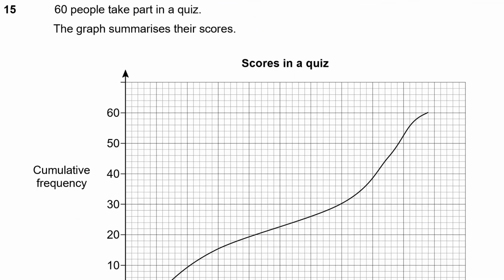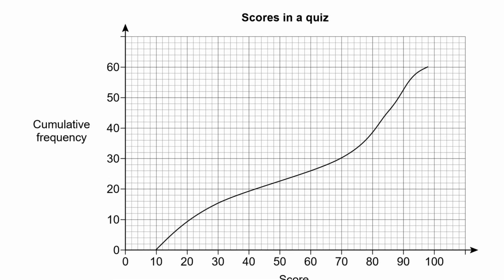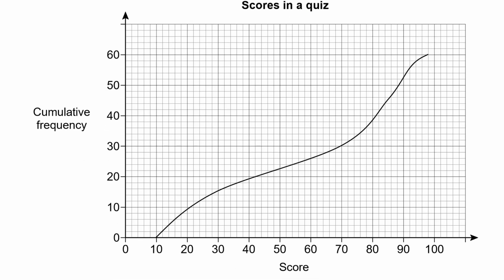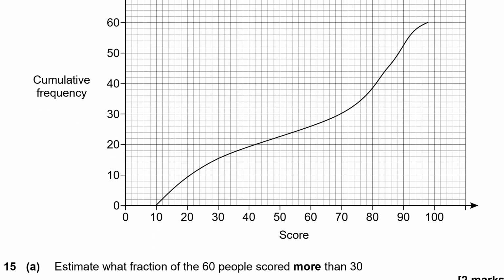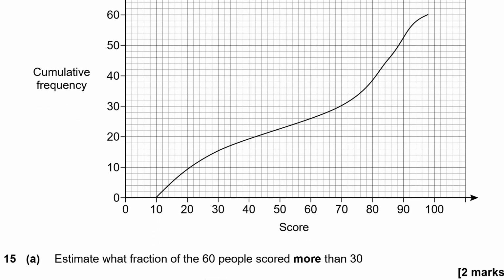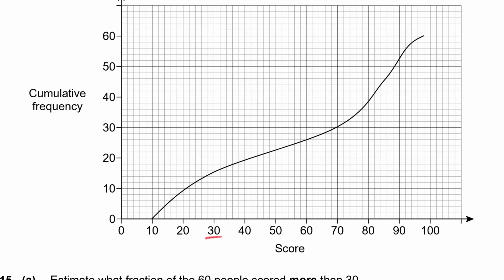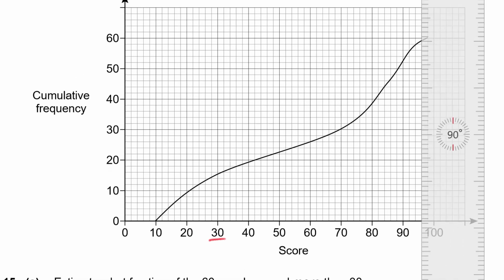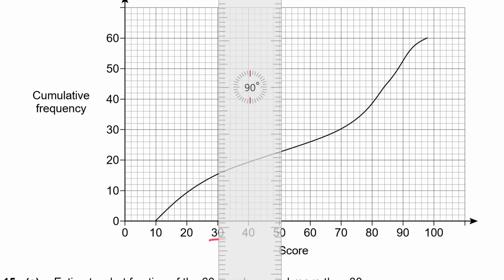Question 15. 60 people take part in a quiz and the graph summarizes their score. Now you can see we've been given a cumulative frequency curve with all the marks on it. And we're asked to use the graph to estimate what fraction of the 60 people scored more than 30 marks. Now here's 30 on my graph. Now to work out how many people scored more than 30, first off we need to look up from 30 along our graph. So I'm going to use a ruler and show that. It's going to mark on reading up from 30.